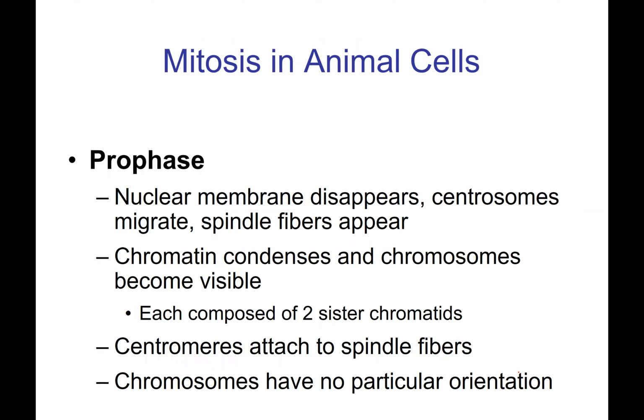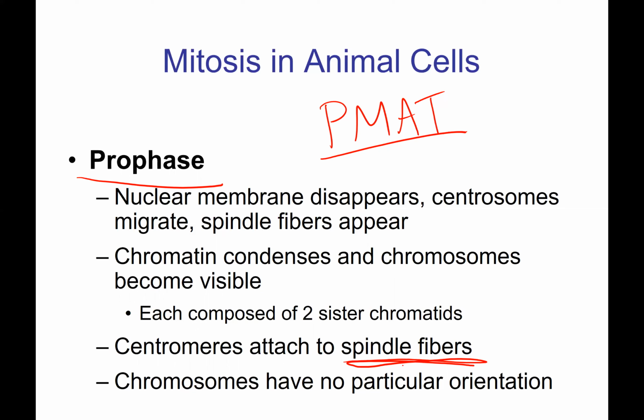So let's go ahead and talk about the process of mitosis. For me, the easiest way to remember the steps of mitosis is to remember the acronym PMAT. Okay, if you remember PMAT, you'll be able to remember the order of mitosis. So the first stage in mitosis is prophase. In prophase, our nuclear membrane is going to disappear. Chromatin is going to become chromosomes. And then we're going to have these things called spindle fibers, which are going to be important in a second, and are going to attach to our chromosomes.